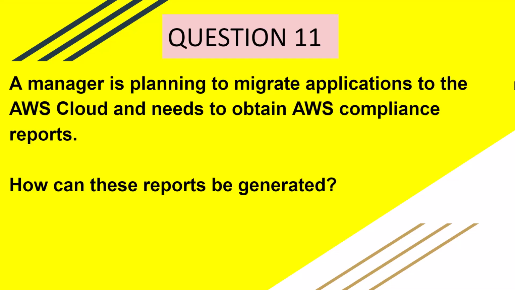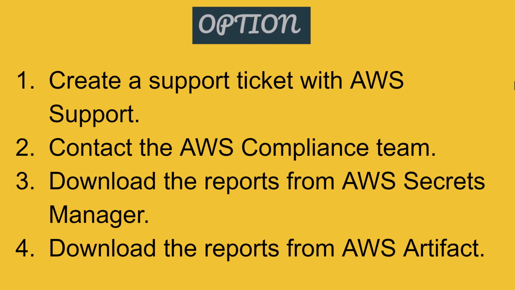Question 11. A manager is planning to migrate applications to the AWS cloud and needs to obtain AWS compliance reports. How can these reports be generated? Option 1. Create a support ticket with AWS support. 2. Contact the AWS compliance team. 3. Download the reports from AWS Secrets Manager. 4. Download the reports from AWS Artifact.